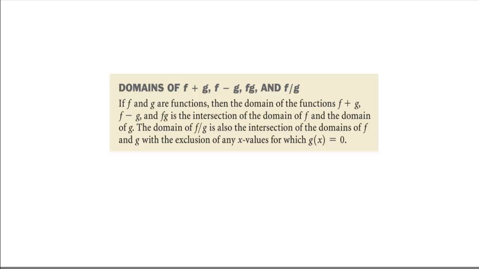If f and g are functions, then the domain of the functions f plus g, f minus g, and f times g is the intersection of the domain of f and the domain of g. The domain of f divided by g is also the intersection of the domains of f and g, with the exclusion of any x values for which g of x is equal to 0. Restated, the intersection of the domains of f and g with the exclusion of any values that would make the denominator 0.